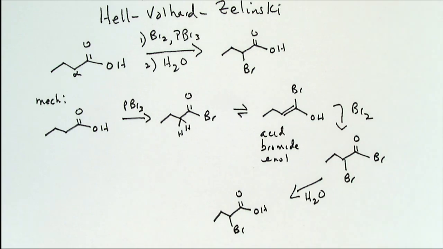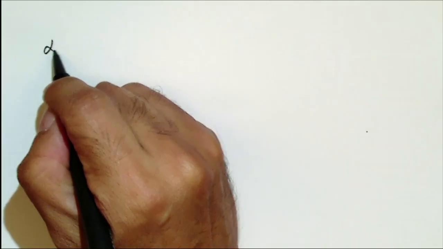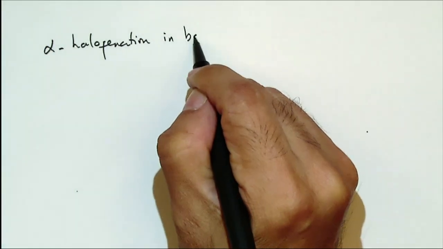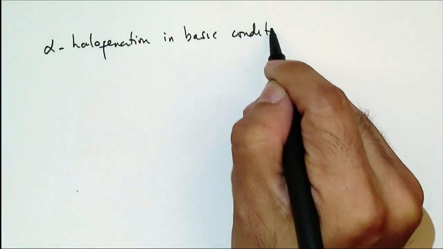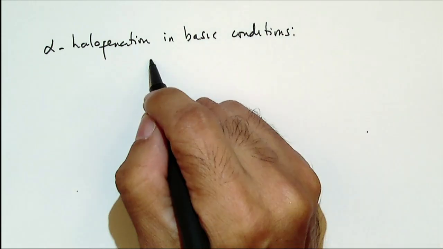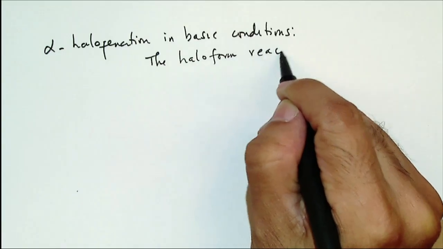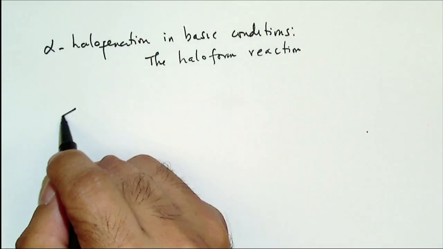Now, this alpha halogenation is normally done, notice, under acidic conditions. So we saw the alpha bromination or chlorination using bromine or chlorine and acetic acid, and we just saw the Hell-Volhard-Zelinsky reaction that's occurring on carboxylic acids. But you can actually do alpha halogenation in basic conditions, and this situation is called the haloform reaction. Haloform reaction. So here's what I mean by this.